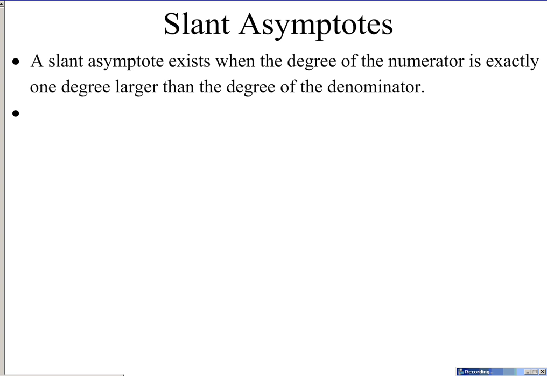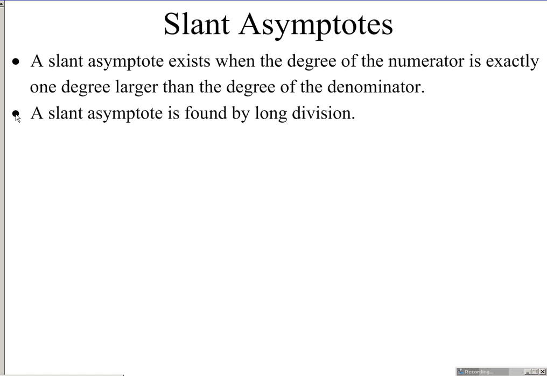Also, just because there is not a horizontal asymptote does not mean there has to be a slant asymptote, because a slant asymptote only can happen when the numerator is exactly 1 degree larger than the denominator. We find a slant asymptote through division.